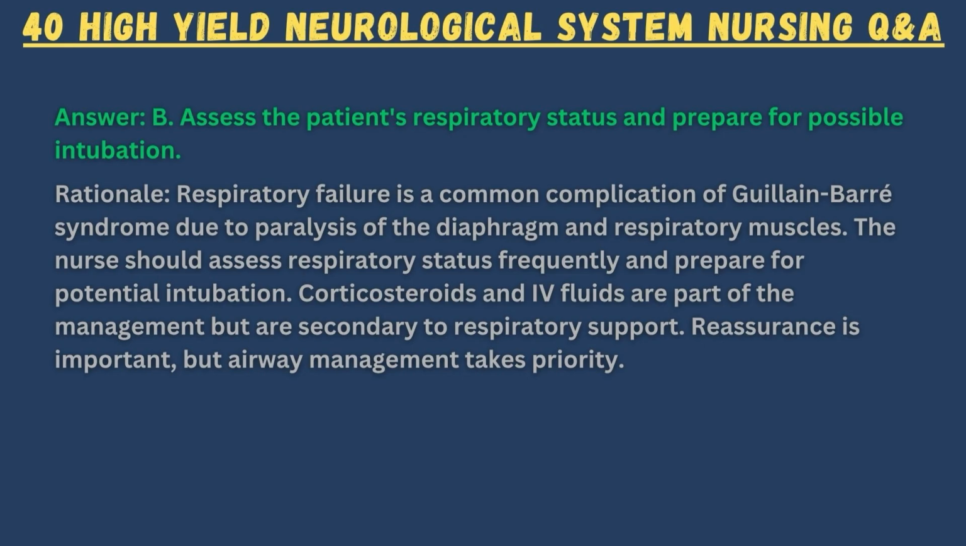Rationale. Respiratory failure is a common complication of Guillain-Barré syndrome due to paralysis of the diaphragm and respiratory muscles. The nurse should assess respiratory status frequently and prepare for potential intubation. Corticosteroids and IV fluids are part of the management, but are secondary to respiratory support. Reassurance is important, but airway management takes priority.